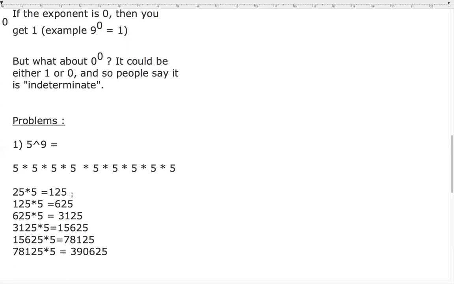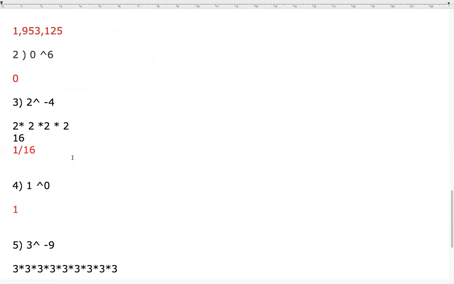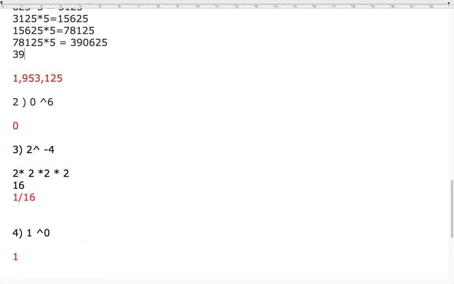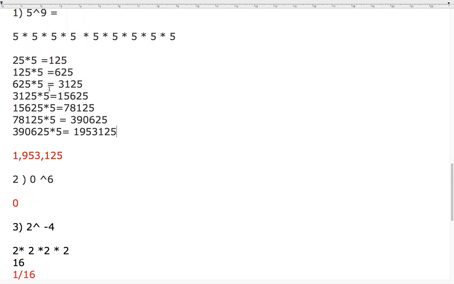And that 390,625 into 5 is going to give me an answer of 195,325. Did you get it? You got it? See, first I multiply 5 into 5, so I got 25. Next I again multiply 25 into 5, I got 125. Again I multiply 125 into 5, 625. Whatever answer I get, I'm multiplying only with 5, not the answer with the answer.